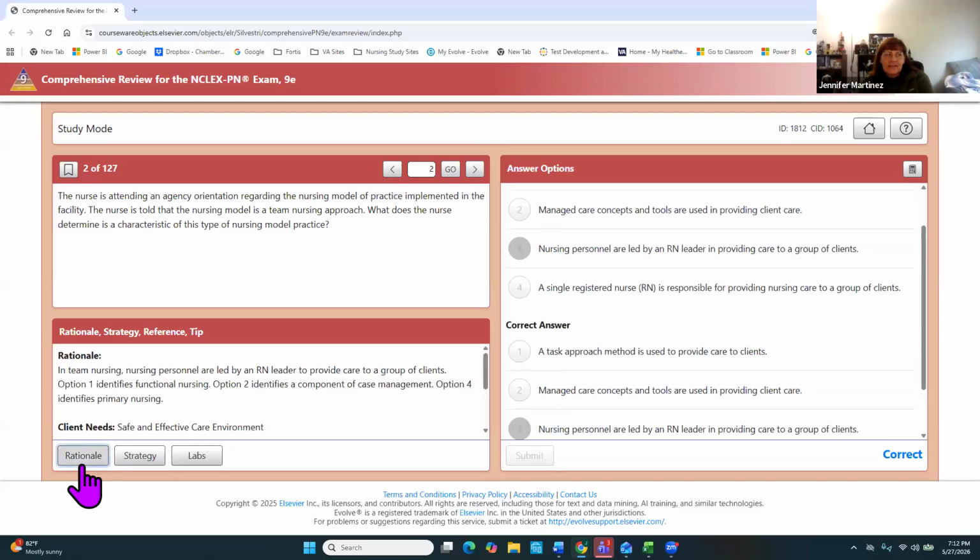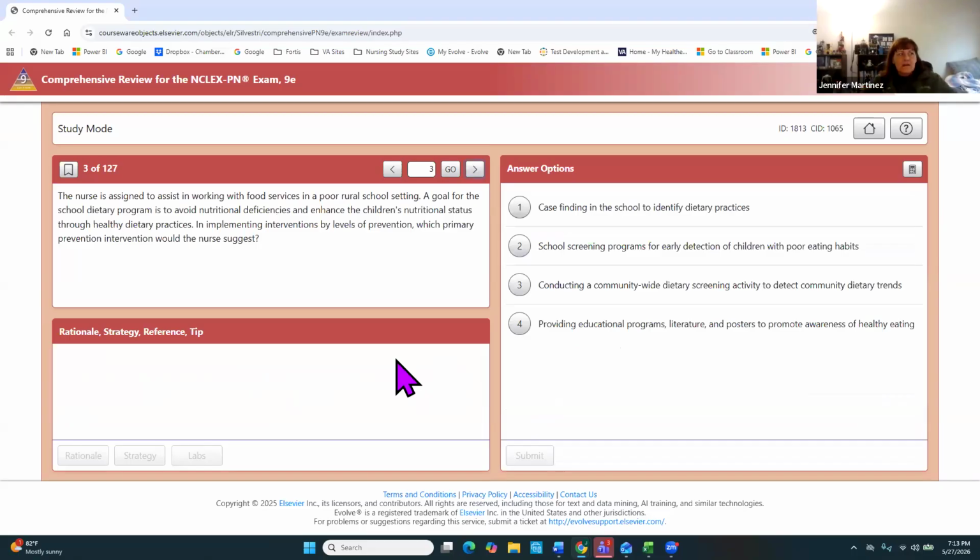Very good. Yes, in team nursing, nursing personnel are led by an RN leader to provide care to a group of clients, right? So with team nursing, you'll have an RN, LPN, and a UAP. Okay, and each person is going to have their specific role. All right.